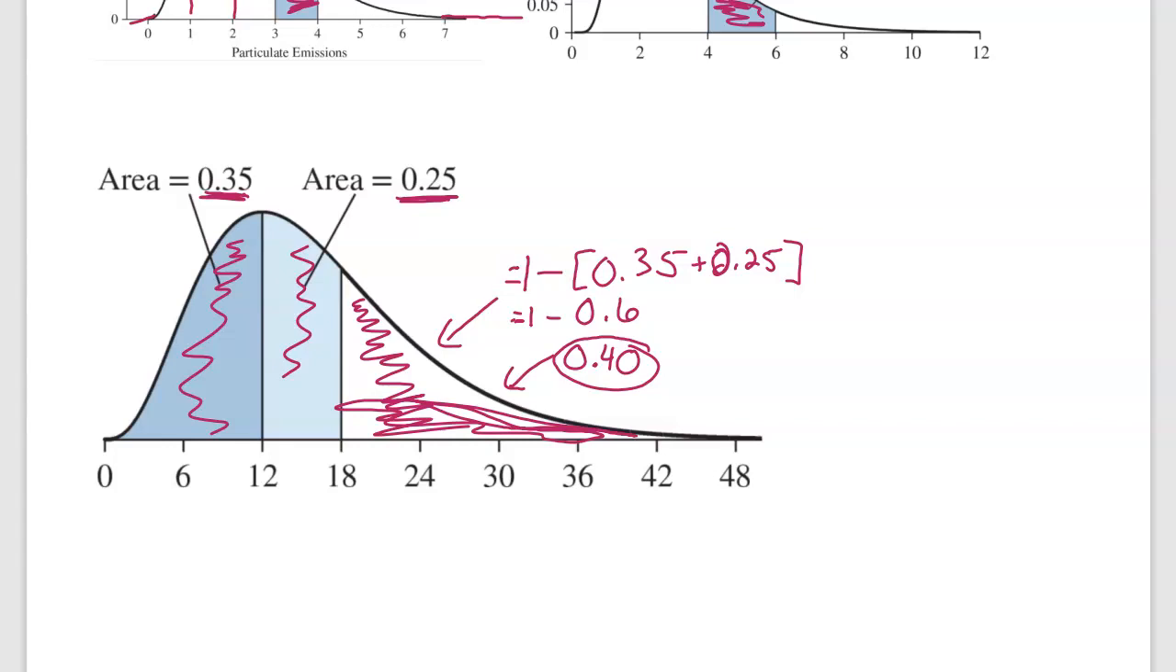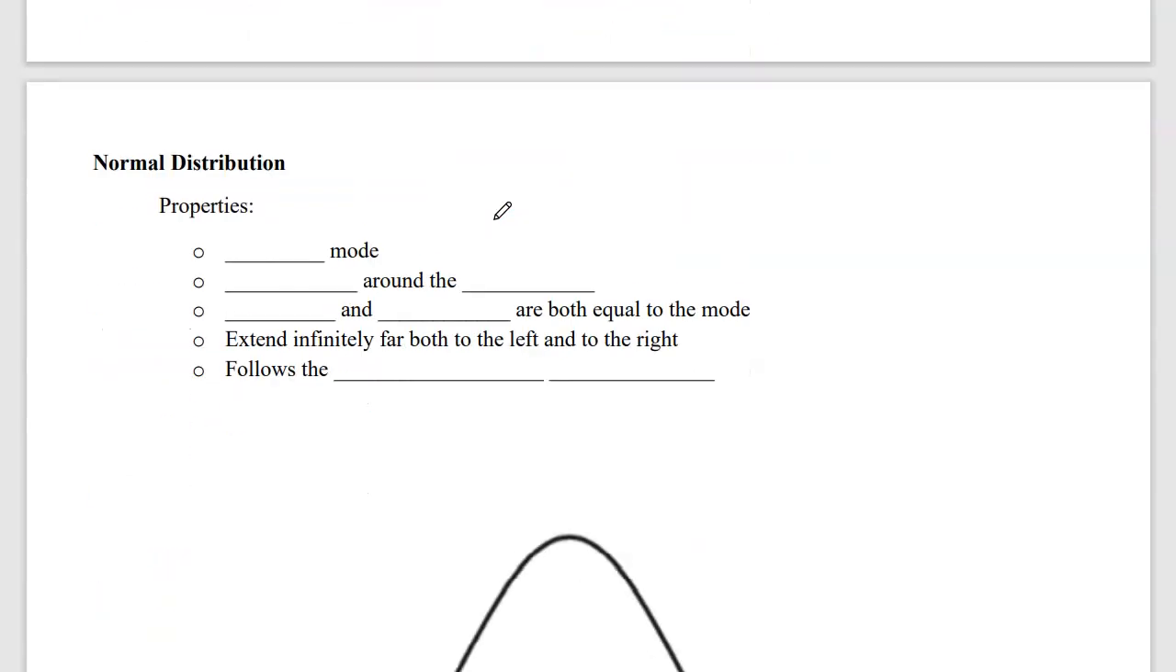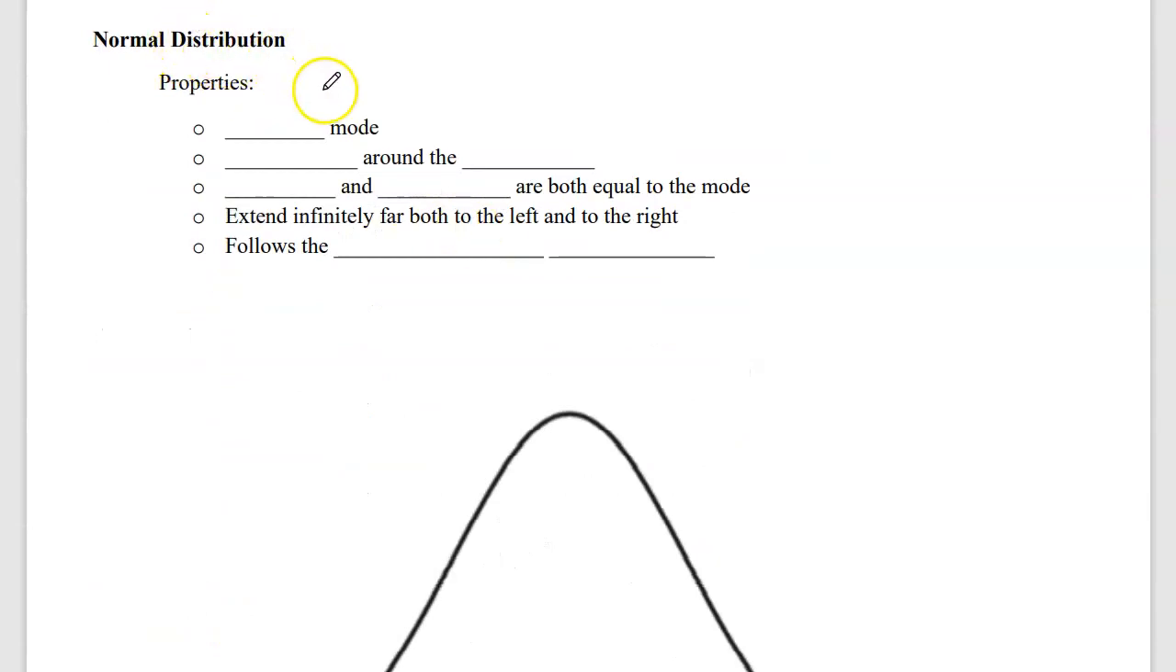Well, that's all well and good if we're given the different areas. But like these, we don't know what these little areas are, and I can't assume what the areas are. So we're going to look at what's considered a normal distribution. A normal distribution is going to have one mode, so one peak, and it is going to be symmetric around the mode. So that means it's going to be equal on the left and the right side. You can fold it in half.